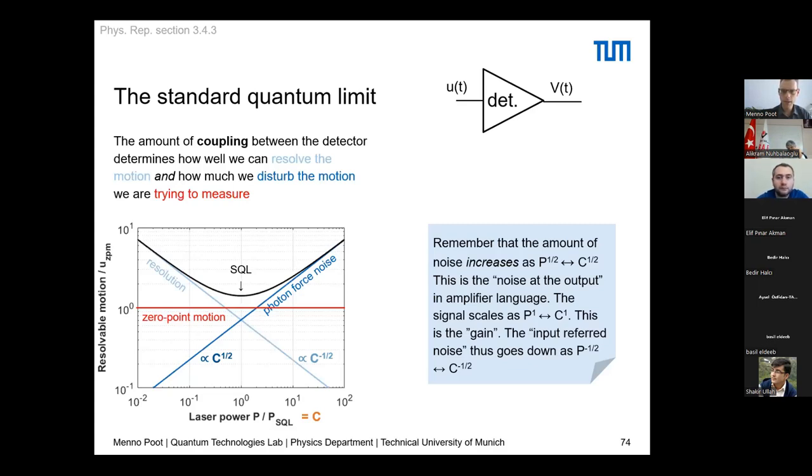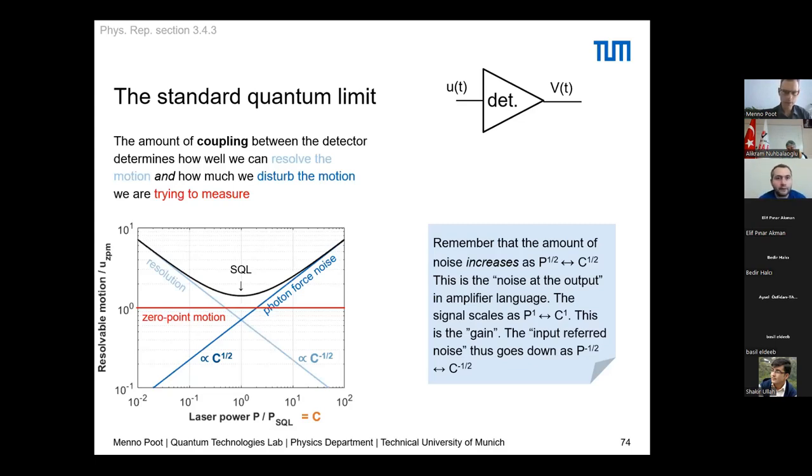And then if you calculate the input referred noise, that is, you take the noise proportional to the square root of the coupling, divide by the gain, which is proportional to the coupling, and put the noise at the input, you see that the input referred noise, the one that you can compare with the actual displacement, actually decreases as 1 over the square root of the laser power, or equivalently 1 over the square root of the coupling. So that makes the connection to this amplifier.